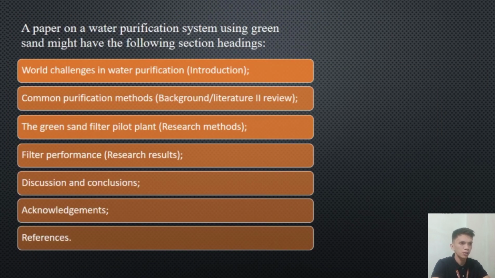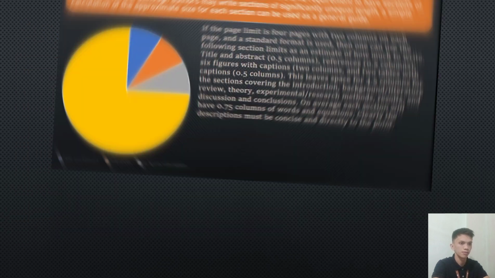A paper on a water purification system using green sand might have the following section headings: World Challenges in Water Purification as the introduction, Common Purification Methods as the background or literature review, the Green Sand Filter Pilot Plant as the research method, Filter Performance as the research result, discussion and conclusion, acknowledgement and references.